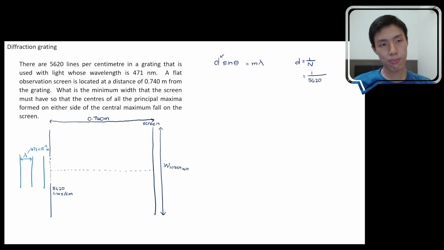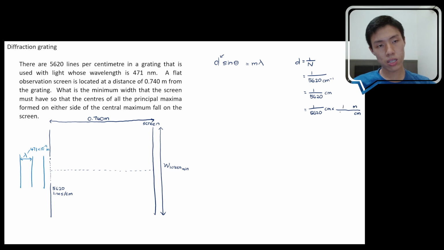5,620 lines per cm. So this is the part you need to be careful about. It's per cm, so it's cm^-1 below. Okay, so because you put cm^-1 at the denominator of this fraction, once you bring it up to the numerator, basically this -1 will disappear. So you get 1 over 5,620 cm. Okay, we want our d to be in the SI unit, so we need to convert it from cm to meter. So another conversion, 5,620 cm, you want to eliminate cm and introduce meter instead.